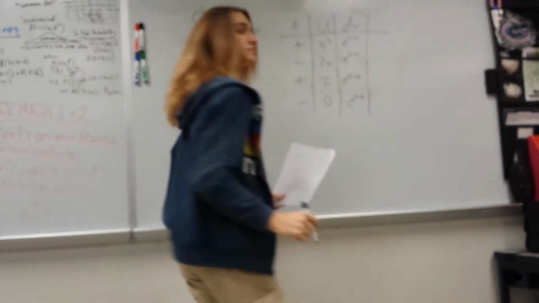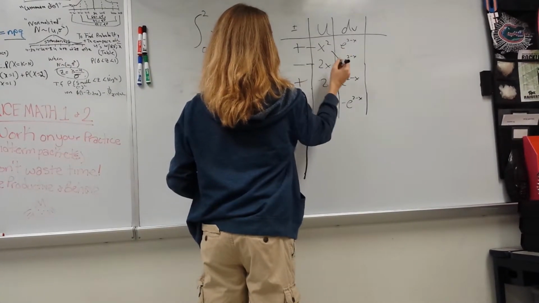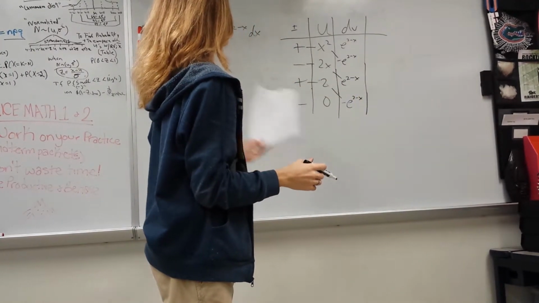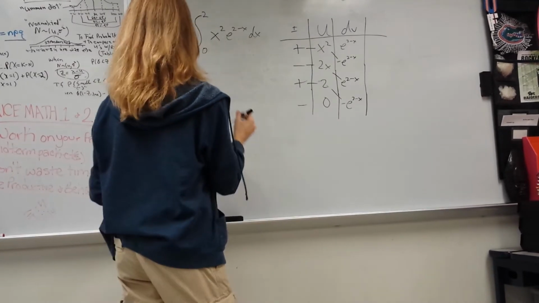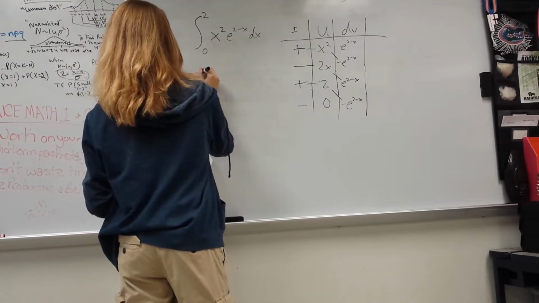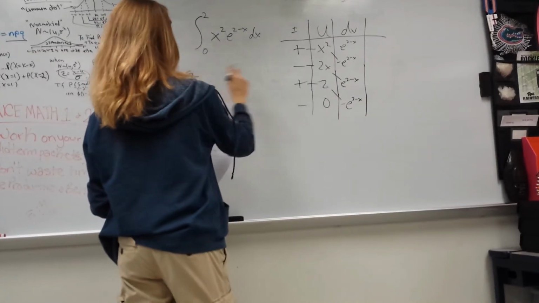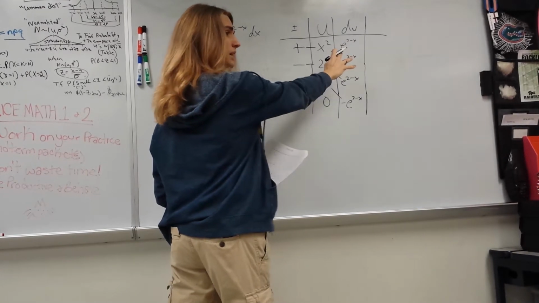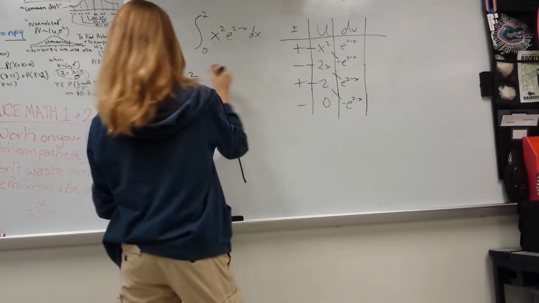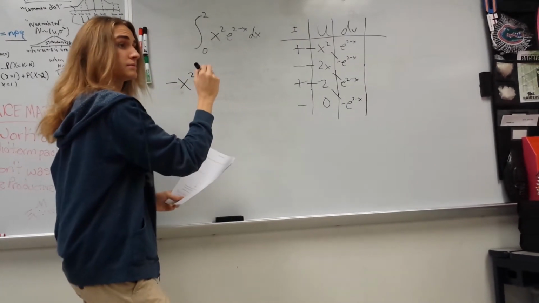What do we do with that? We just take the last one. Over, down, over, down, over, down. So now we have positive x squared. Is it minus or is it multiply? Yeah, you multiply, so it becomes negative x squared e to the 2 minus x, right?